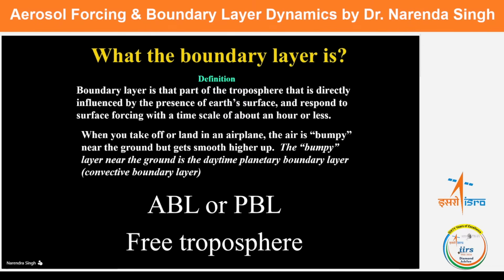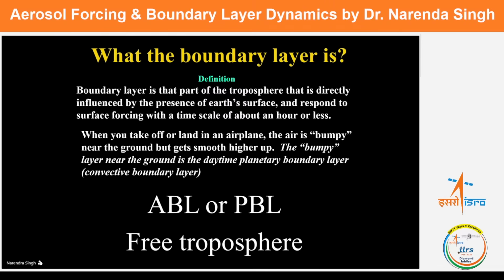So when you take off or land in an airplane, you see that there are some bumps, or you feel the aeroplane sometimes shaky. Mostly when it is landing, it goes up and then comes down. So this bumpy layer near the ground is basically the planetary boundary layer. You can say that this is the influence of that boundary layer. The boundary layer is the lowest part of the atmosphere, which is directly influenced by the presence of the Earth's surface, and it responds to the surface forcing.